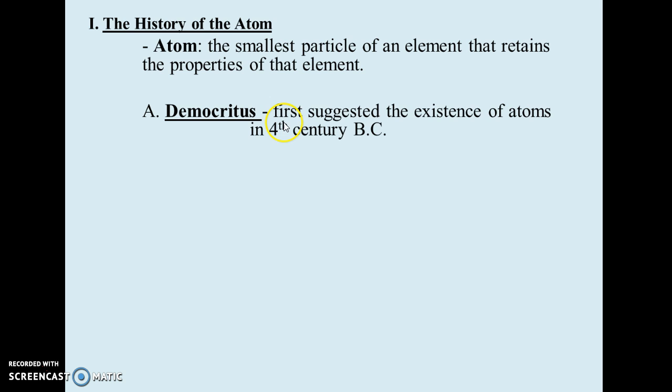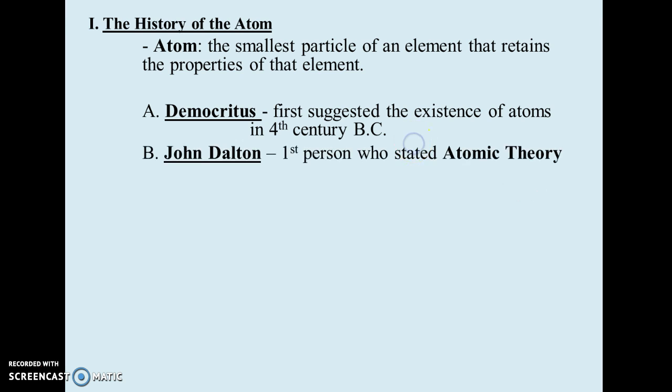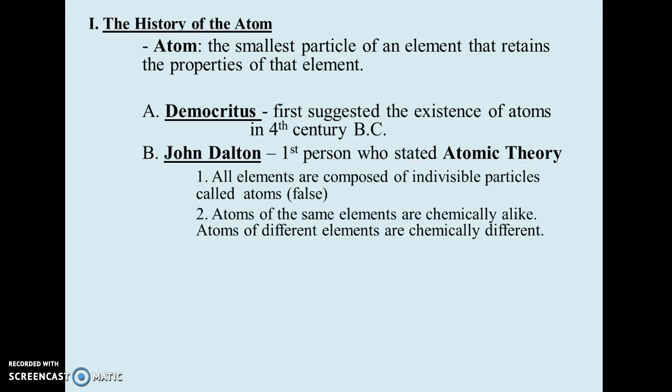The first guy we usually talk about when it comes to the history of an atom is Democritus. He was the first, way back in the 4th century BC, to suggest the idea of atoms, that everything could be broken down into tiny particles. And then John Dalton was the first person to be given credit for the atomic theory. All right, so we're going to talk about a few postulates of the atomic theory.